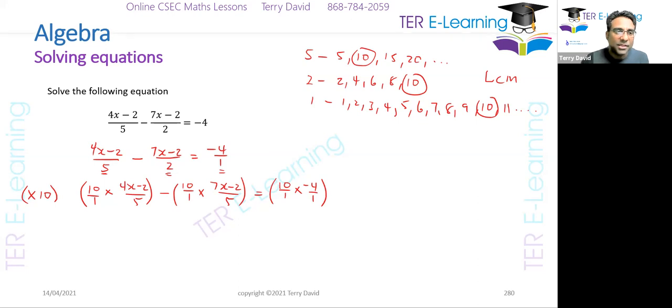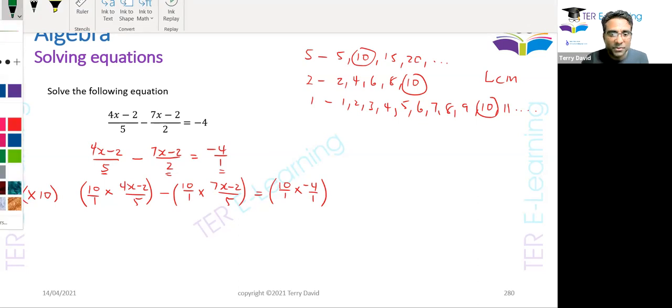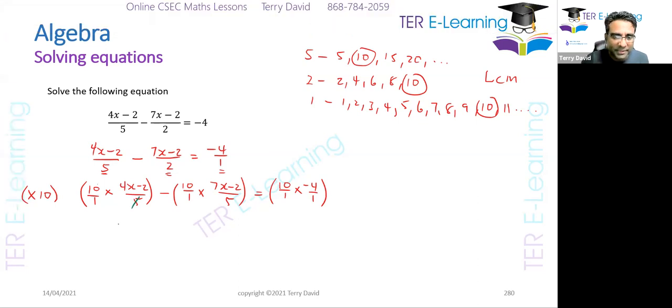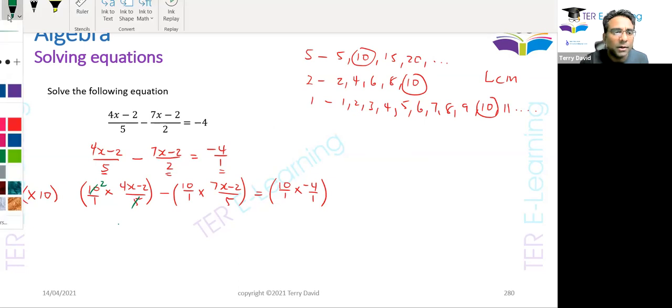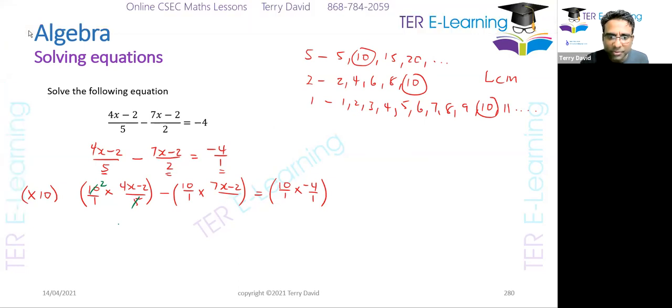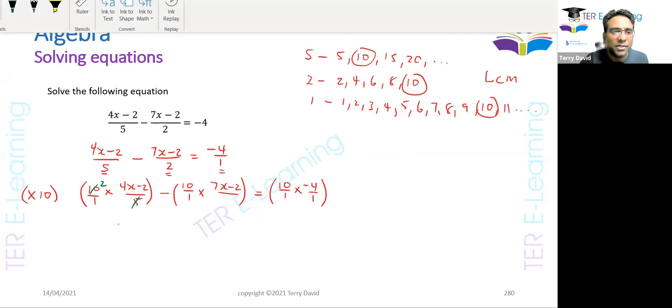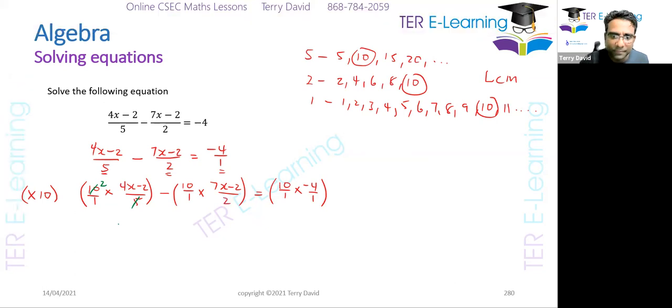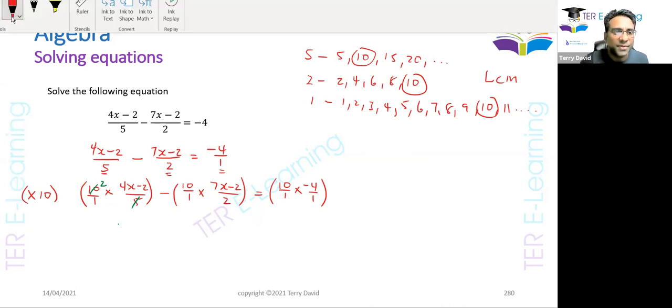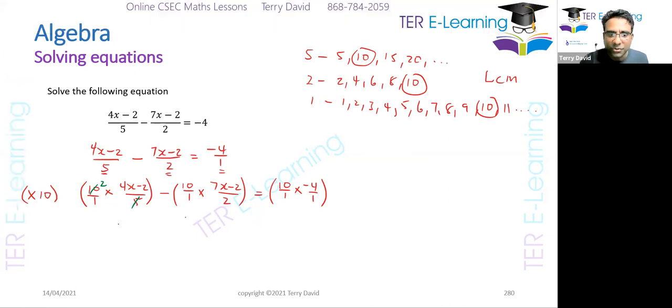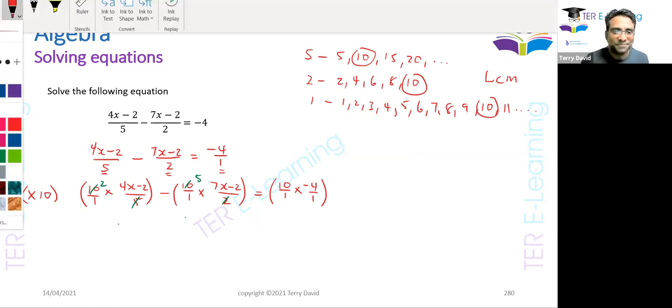Next step, things are going to simplify for us now. First things first, this 5 can go into this 10 2 times. Just now, I had a little error here. Hold on. This should be (7x - 2)/2. Yeah, this should be a 2 here. So let's fix this. So this 2 can go into this 10 5 times. Now we can continue with the simplification.